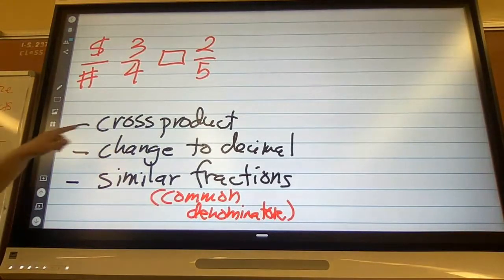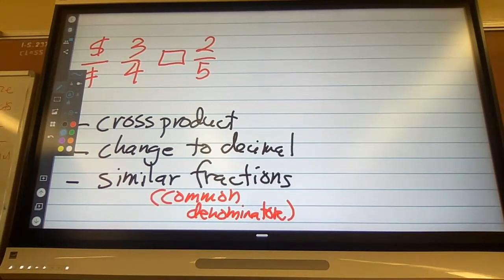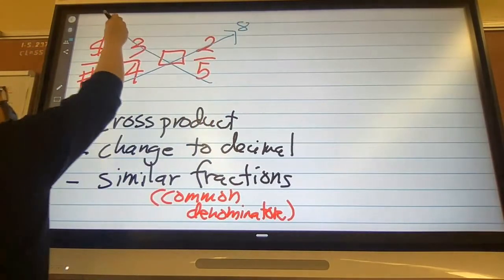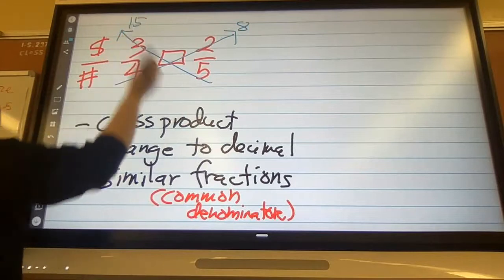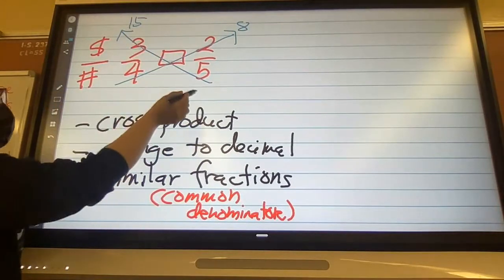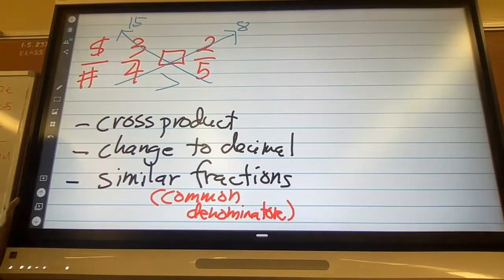So, let's try to solve it with the cross product. If I'm going to use cross product, this is going to be what? 8. And that's going to be what? 15. So, therefore, 3/4 is bigger than 2/5.